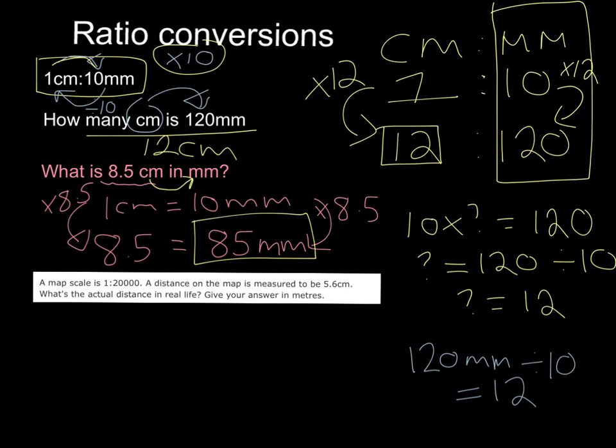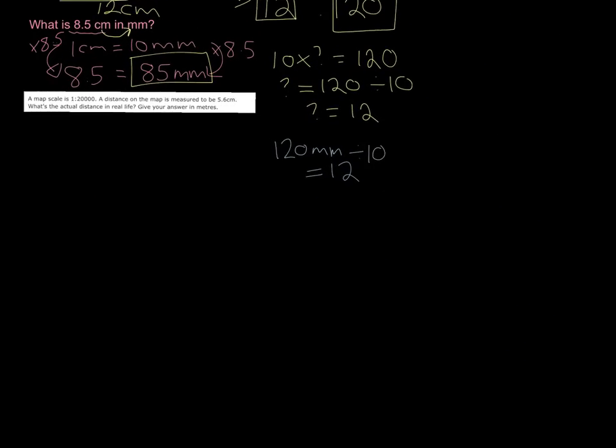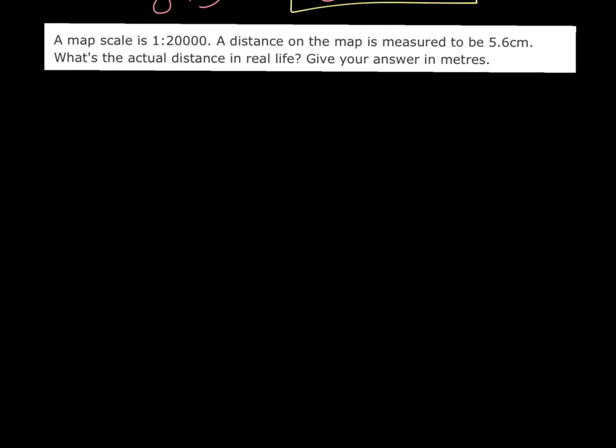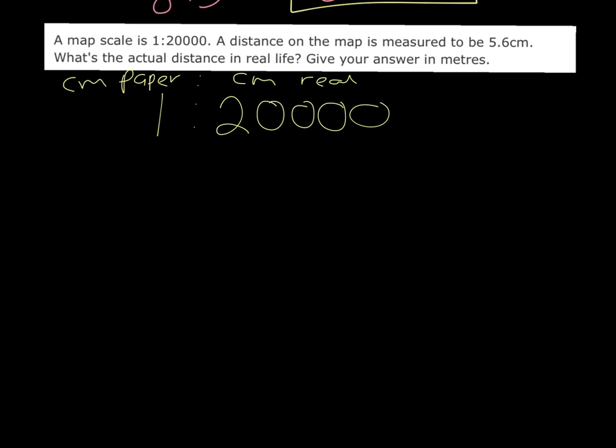Okay, on to a second example then. If we look at the next part. So, a map scale is 1 to 20,000. Now, what that means is if you measure 1 centimetre, so this is 1 centimetre, technically like measuring it on paper or on a map, is worth 20,000 centimetres, but only that's in real life.